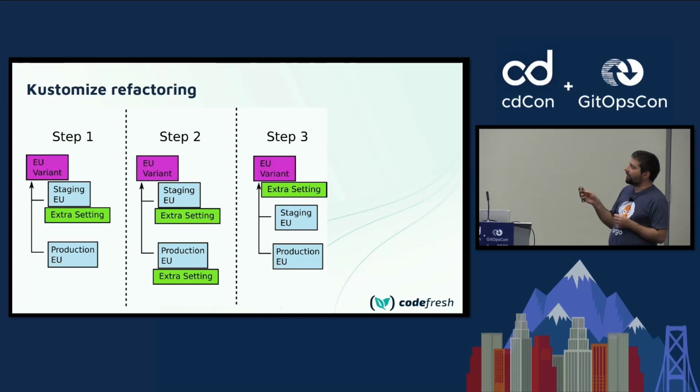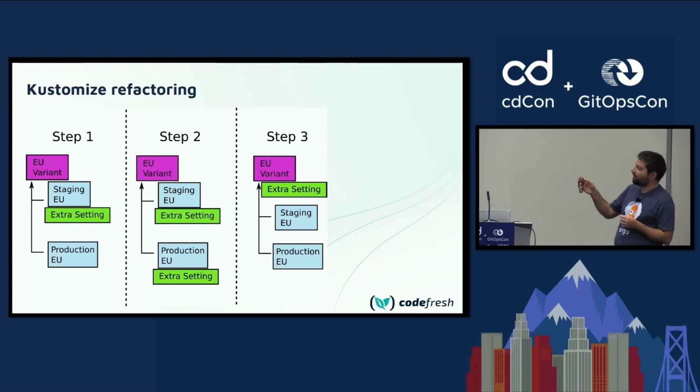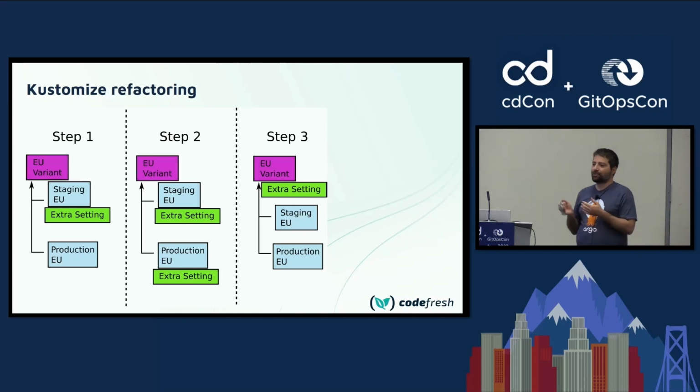So this is a folder hierarchy. The purple boxes are folders, and the blue boxes are, let's say, Kustomize overlays or Helm values, whatever you prefer.